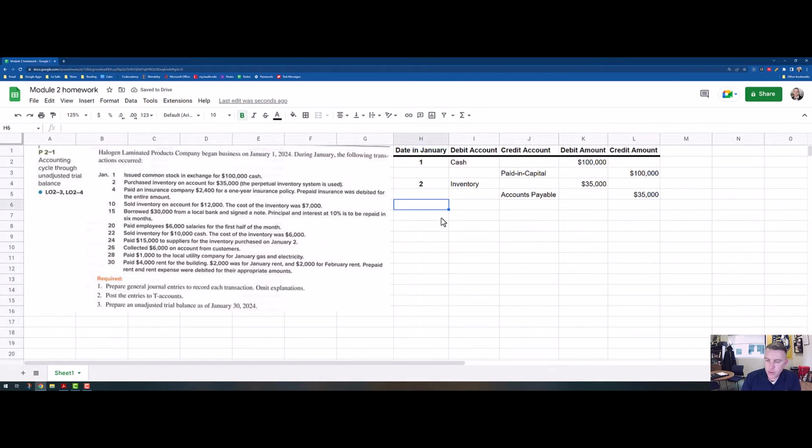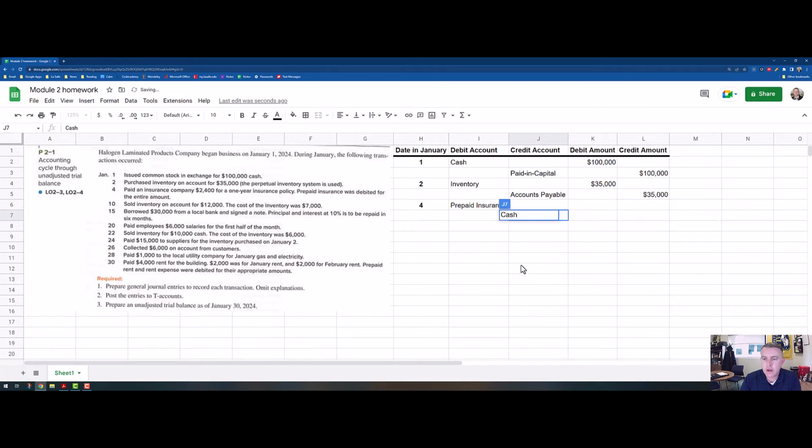All right, so January 4th. Paid an insurance company $2,400 for a 1-year insurance policy. Prepaid insurance was debited for the entire amount. So they're telling us what the entry was. They're saying prepaid insurance, and we're going to credit cash. The only way you can have a prepaid insurance account is if you pay cash. All right, we're going to say enter, and this is $2,400. Now, oops, so we got that.